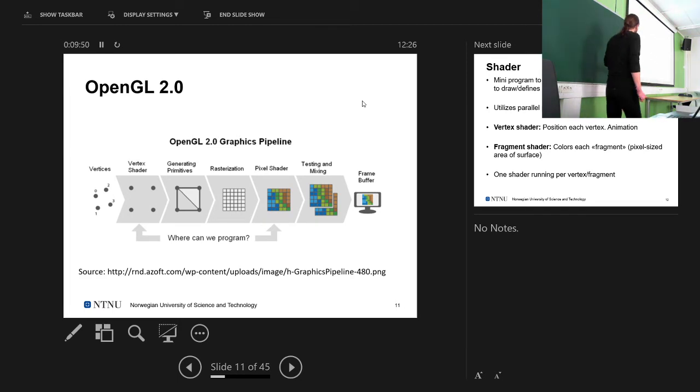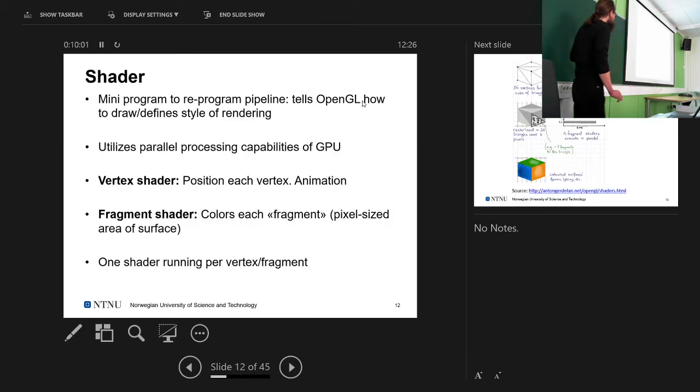So before I move on, I will talk a little bit more about what the shader is, because I will mention that many times. It's okay to have a model in your head of what I mean. So basically, a shader is a mini program that you use to reprogram the pipeline. And it basically tells OpenGL how to draw and define a style of rendering, basically. So we saw that with the triangle in Lab 1. It was a very, very simple thing, but you know, a start was there. We didn't even deal with colors, so it just dealt with the geometry, the layout.